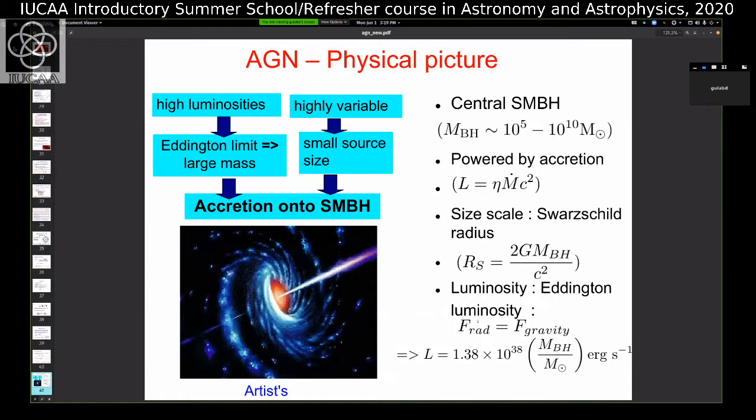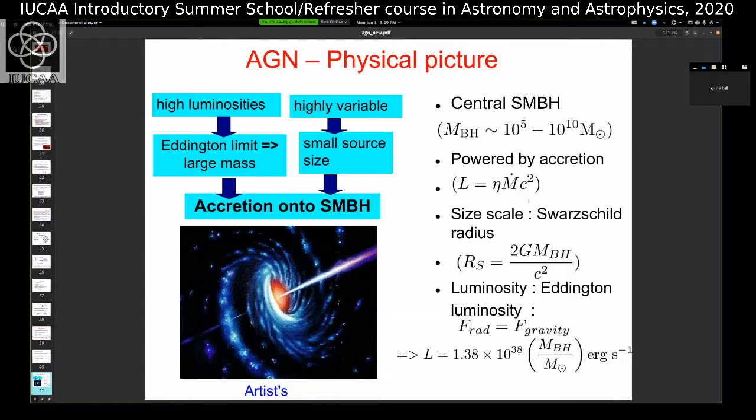And these AGNs are highly variable, with X-ray variability on hours time scale. That implies a very small, very compact source. So the huge mass is sitting in a very compact region. In physics, we don't know anything other than a black hole which can have these properties. So we say that there is a supermassive black hole with mass more than 10 million solar masses, which is accreting material and generating a huge amount of power, which we are observing in different electromagnetic bands.